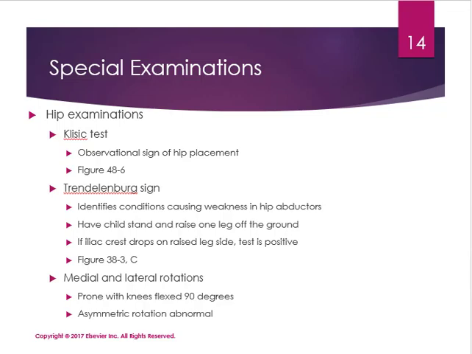The next exam is the Trendelenburg sign, and it identifies conditions causing weakness in the hip abductor muscles. This has to do with having the child stand on one leg and raise one leg off the ground. If the iliac crest drops on the raised leg side, then this is considered a positive test. You can do medial and lateral rotations.